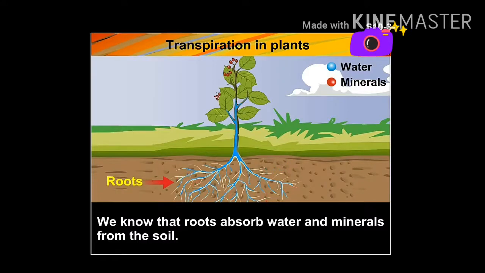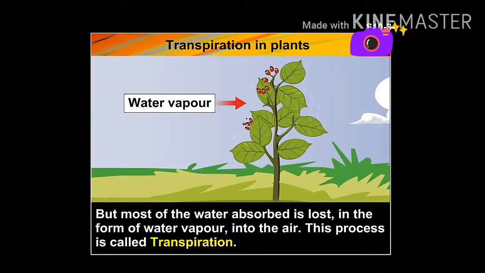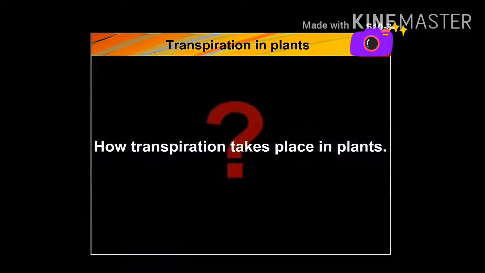Transpiration in plants. We know that roots absorb water and minerals from the soil. But most of the water absorbed is lost in the form of water vapor into the air. This process is called transpiration. How does transpiration take place in plants?